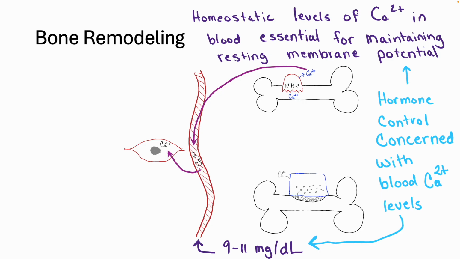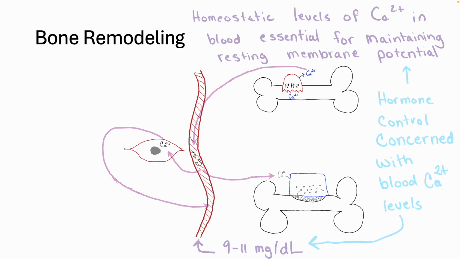The calcium will be resorbed from the bone, bringing it into the blood so that it can go into muscle and nerve cells to help maintain their resting membrane potential, as well as the resting membrane potential of other cells, which is more constant. And then the calcium can go back into the blood, and be deposited into the bone when there are too high levels of it.